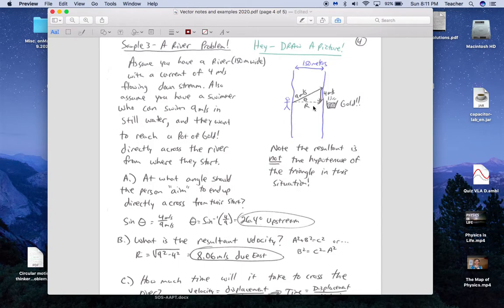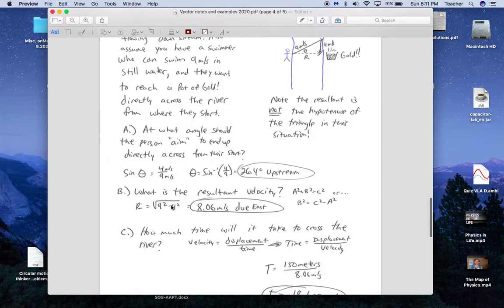In this particular case, then, we need to figure out this leg of the triangle. So I can use the Pythagorean Theorem and take my hypotenuse squared minus this side squared, and that would give me this side squared, and then I can take the square root of that. So 9 squared is 81, minus 4 squared, which is 16, gives me something around square root of 65, I think, and that's around 8.06 meters per second due east.